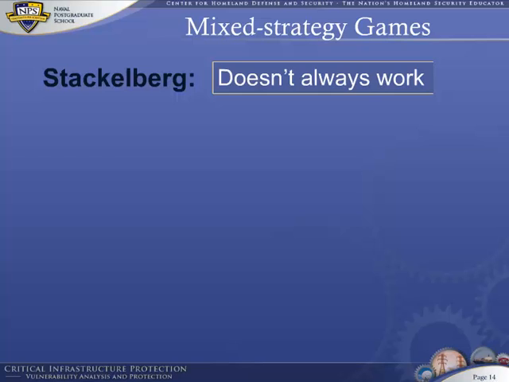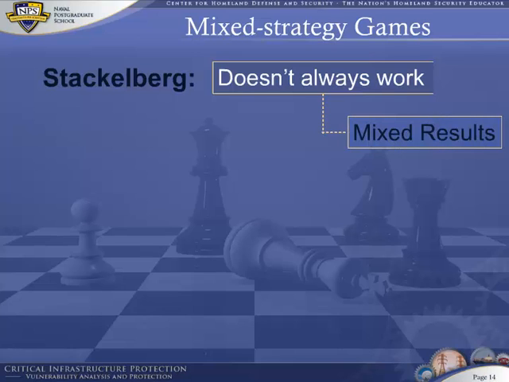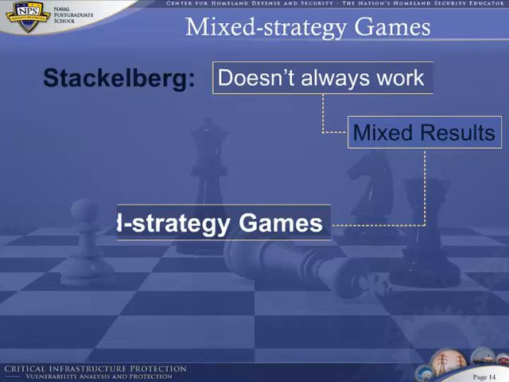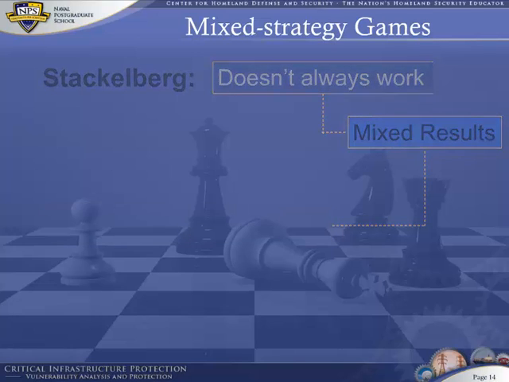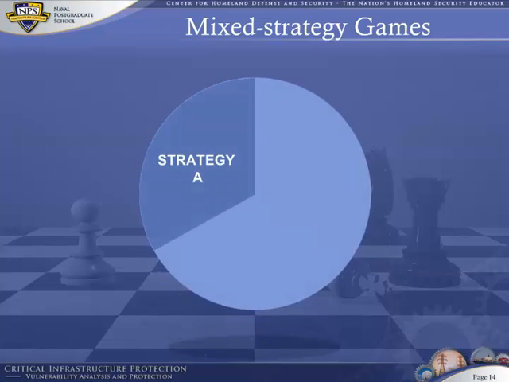Stackelberg is not guaranteed to work in all cases. That is, some games do not reach a stalemate. Instead, they give mixed results. This leads to a mixed strategy game. No Nash equilibrium exists, but a mixed strategy does exist. This means that one strategy could be applied, say, 1/3 of the time, and another strategy is then applied 2/3 of the time. Mixed strategies are perhaps more common than stalemates. They have greater utility in the real world.